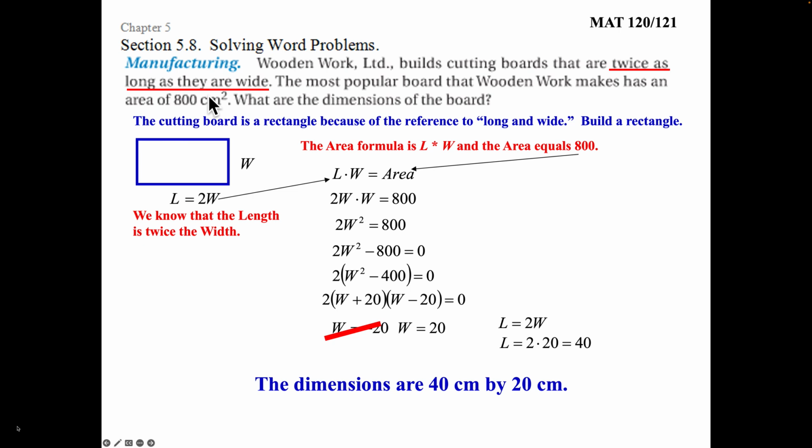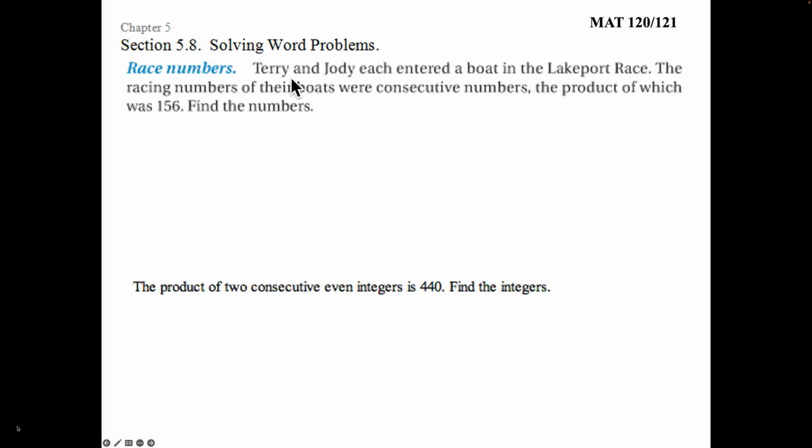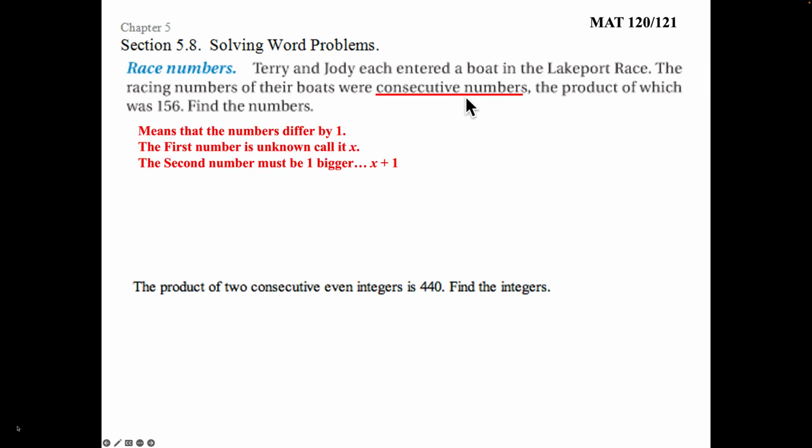All right, next word problem. Race numbers. Terry and Jody each enter a boat in the Lakeport race. The racing numbers of their boats are consecutive numbers, the product of which was 156. Find the numbers. So consecutive numbers means they differ by 1.